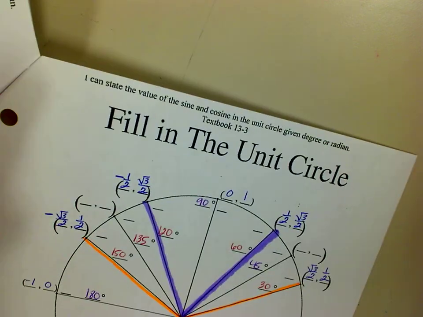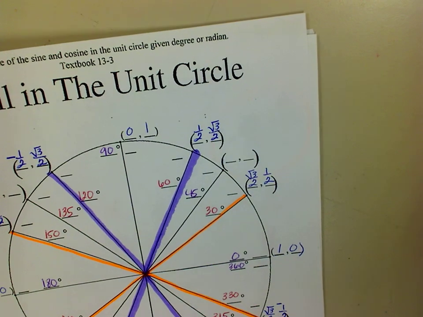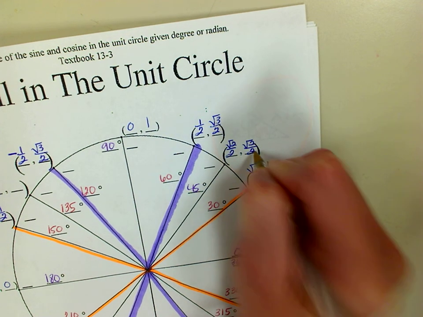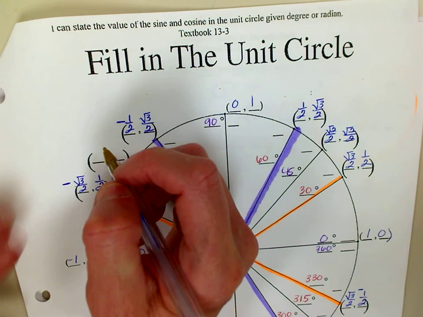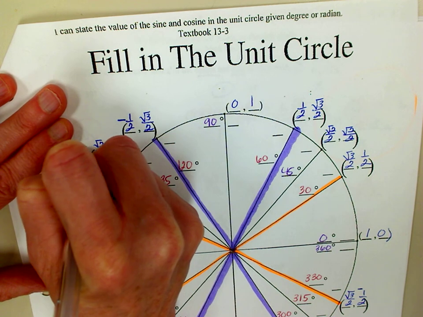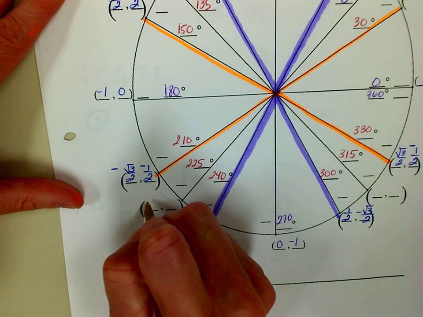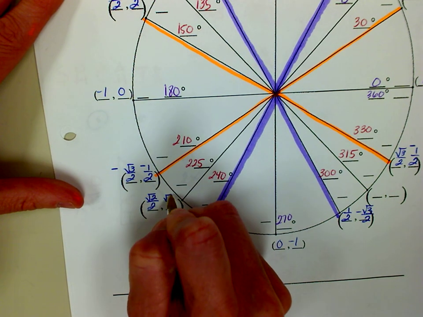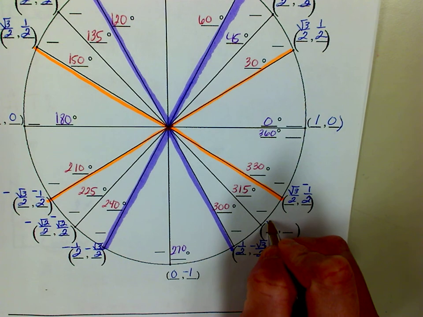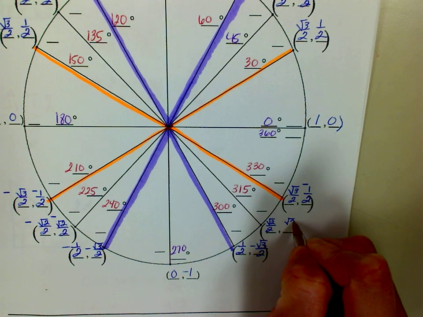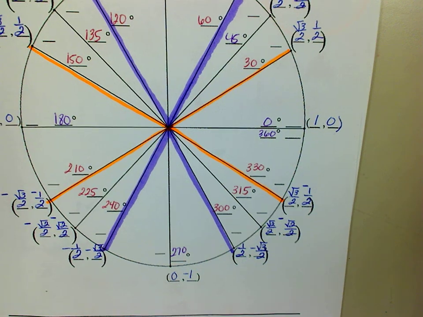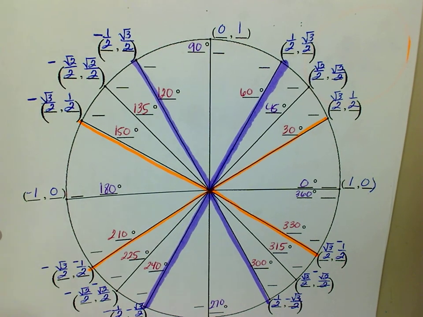Let's go back to our unit circle. So square root of 2 over 2. Those are going to be the ones in the middle. In the second quadrant, x is negative. Square root of 2 over 2. In the third quadrant, they're both negative. Square root of 2 over 2, y is negative. Okay, once we have this filled out, we can get our answers for the rest of our notes.